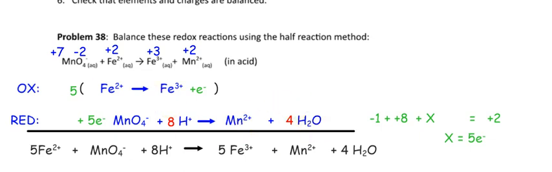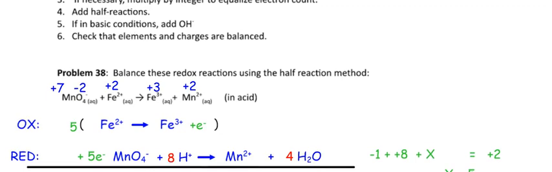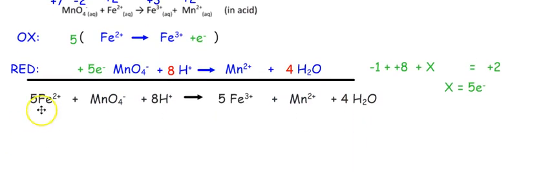So what's my last thing to do? It's not in basic, we're good. It says an acid. I don't have to do number 5. I'll show you that in a little bit. It says check that the elements and charges are balanced. So I have 5 irons, 5 irons, 1 manganese, 1 manganese, 4 oxygens, 4 oxygens, 8 hydrogens, 8 hydrogens. Now let's do my charges.